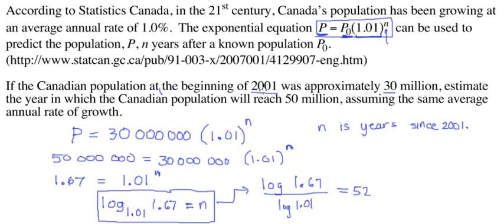Now, remember, that's 52 years after the year 2001. So 2001 plus another 52 years. In about 2053, according to this model, we should hit 50 million people.